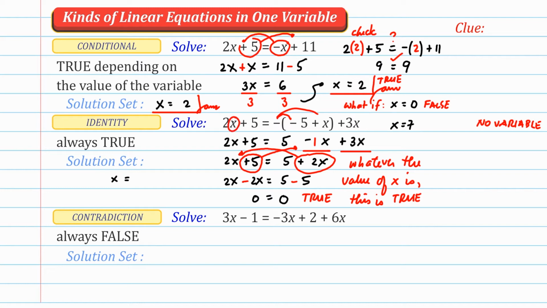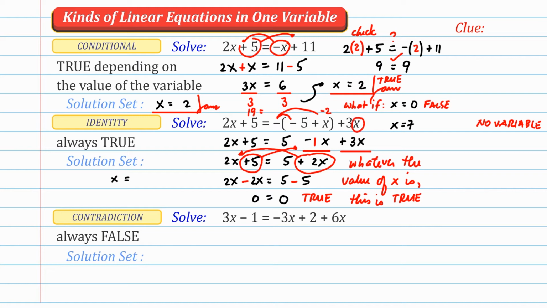7 times 2, 14 plus 5 is 19. Okay, how about this one? 7 plus negative 5. What's 7 plus negative 5? Anyone? 7 plus negative 5 is 2. Negative of 2 is negative 2. Okay, fine, negative 2 po ito.